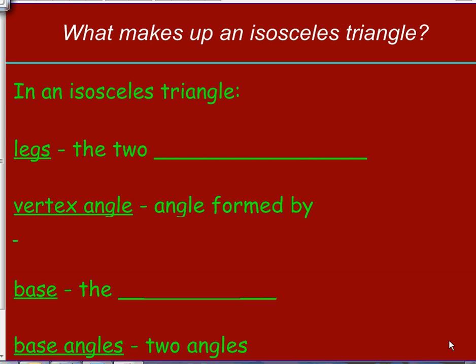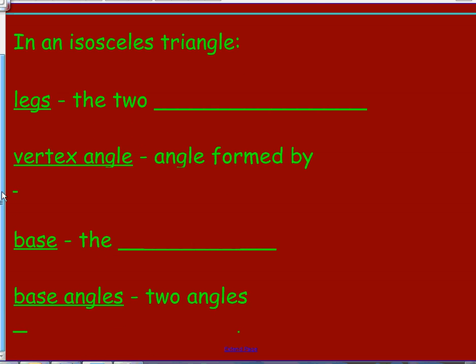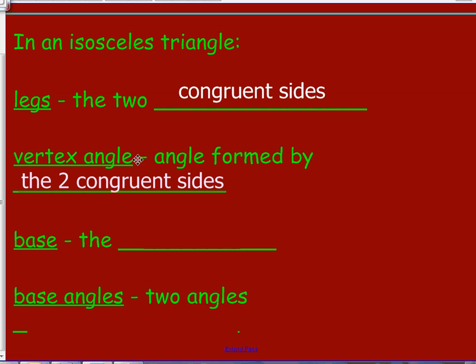Today we're going to be talking about isosceles and equilateral triangles. First we're going to go through some of the parts of an isosceles triangle and what makes it up. In an isosceles triangle we have legs, which are the two congruent sides. When you look at an isosceles triangle, the two sides that are the same length are called the legs. We then have a vertex angle, and that's the angle formed by the two congruent sides.